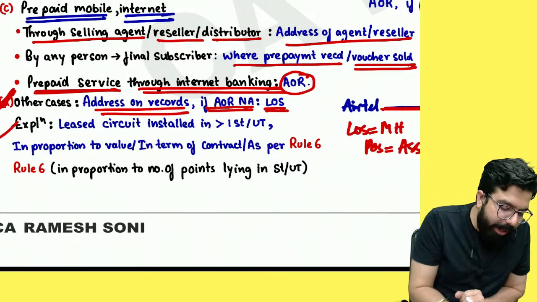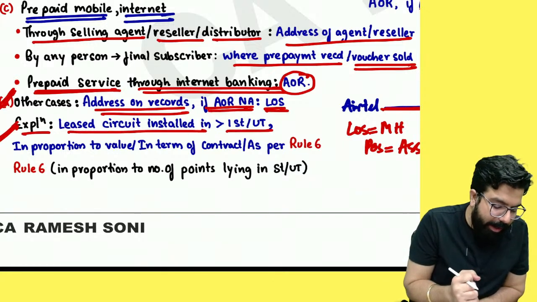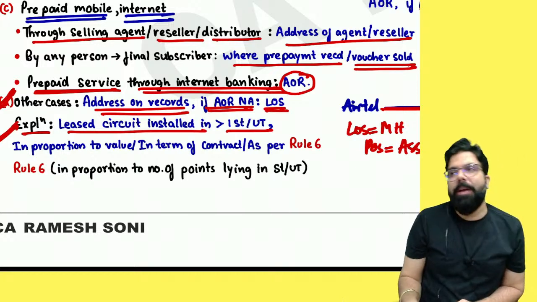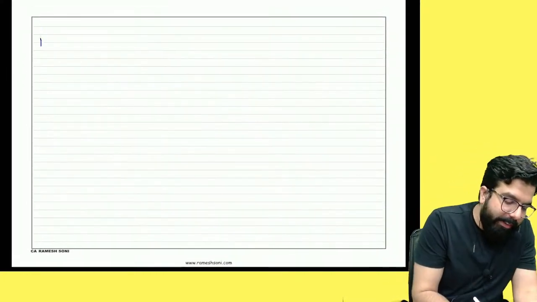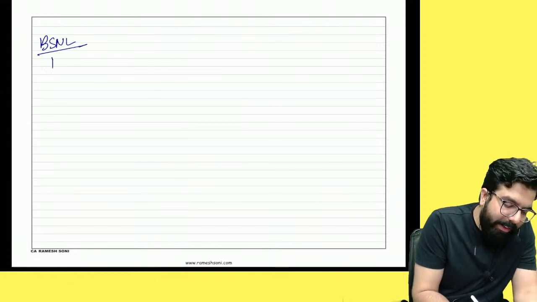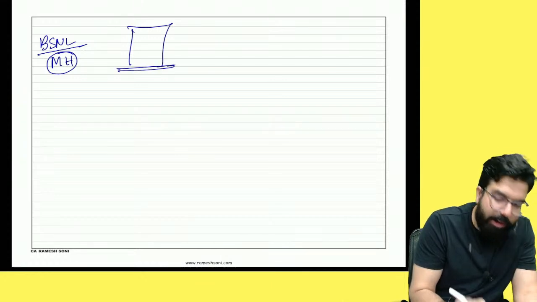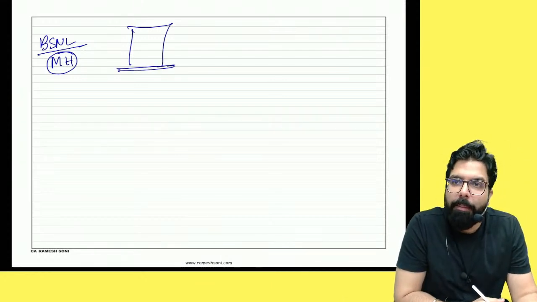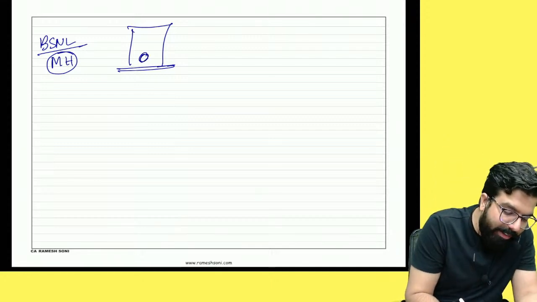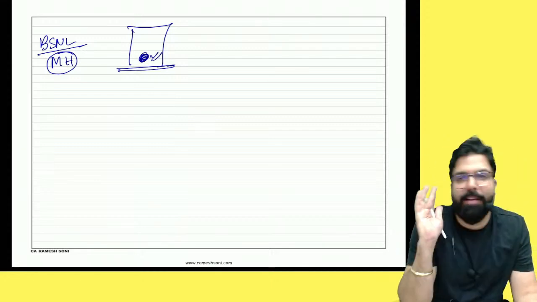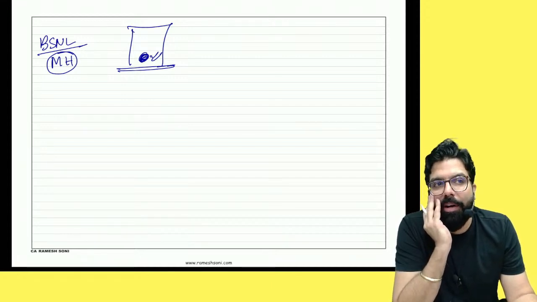The next one over here is lease circuit installed in one state or union territory. Okay, people, tell me one thing. You went and told BSNL, this is BSNL. BSNL is registered in the state of Maharashtra. This is your office in the state of Maharashtra. You told them for internet connectivity, please install one lease circuit. They installed the lease circuit in Maharashtra. What is the place of supply? Maharashtra.